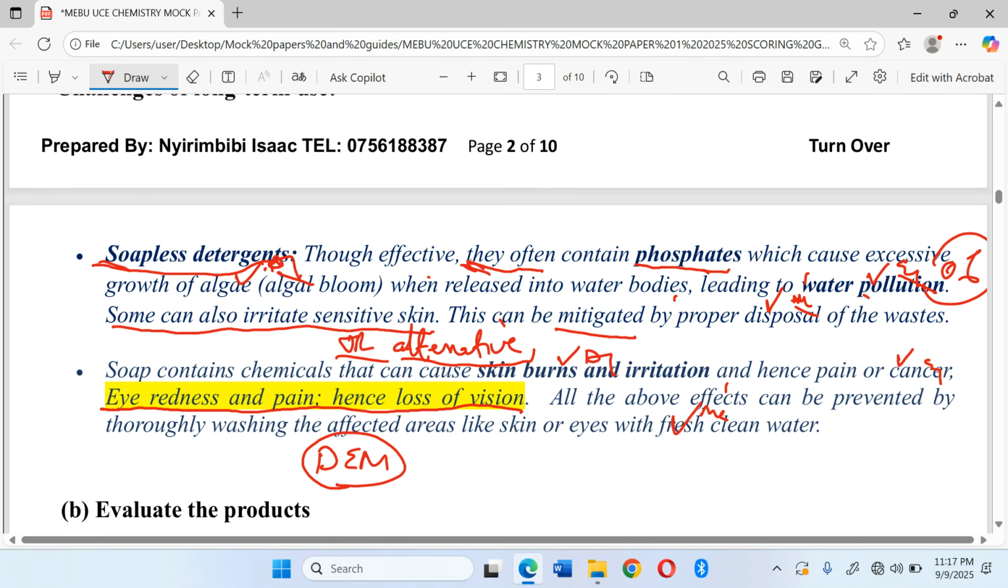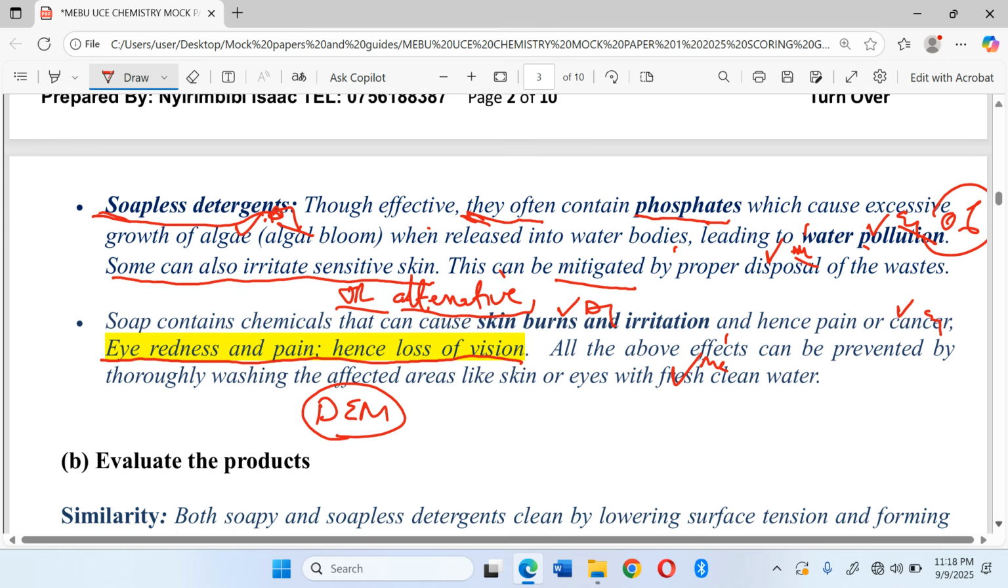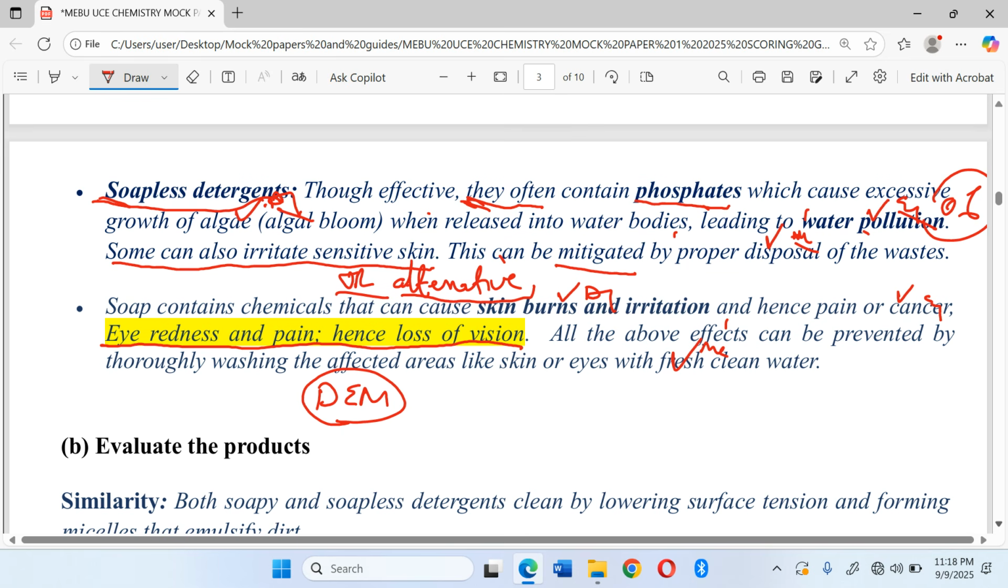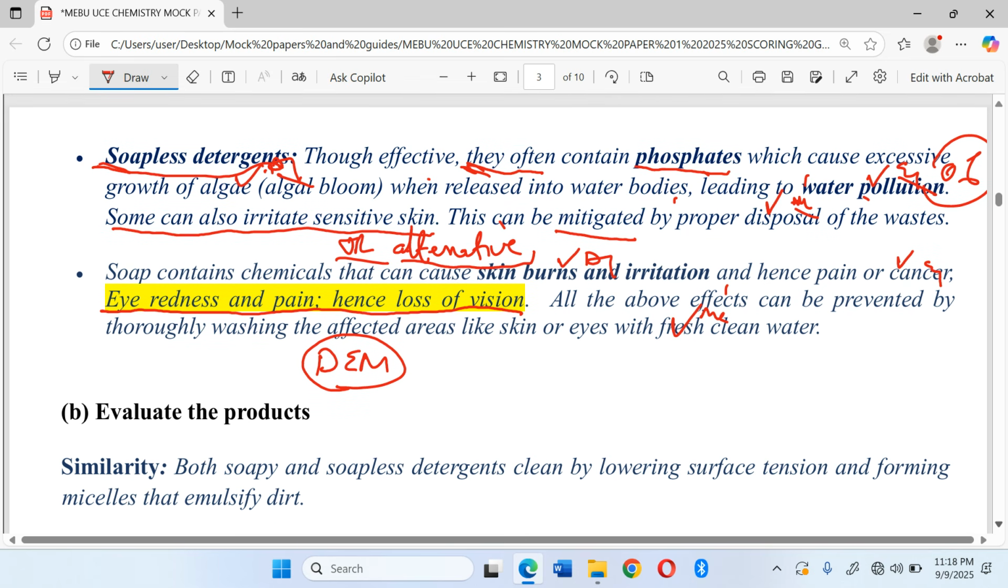Hope that one is very clear. What you need to do is to make sure that if you have any inquiry, you put it in the comment section, so that when I see that comment, I can respond and keep discussing the same. We want to see how to maximize scores and get A's.